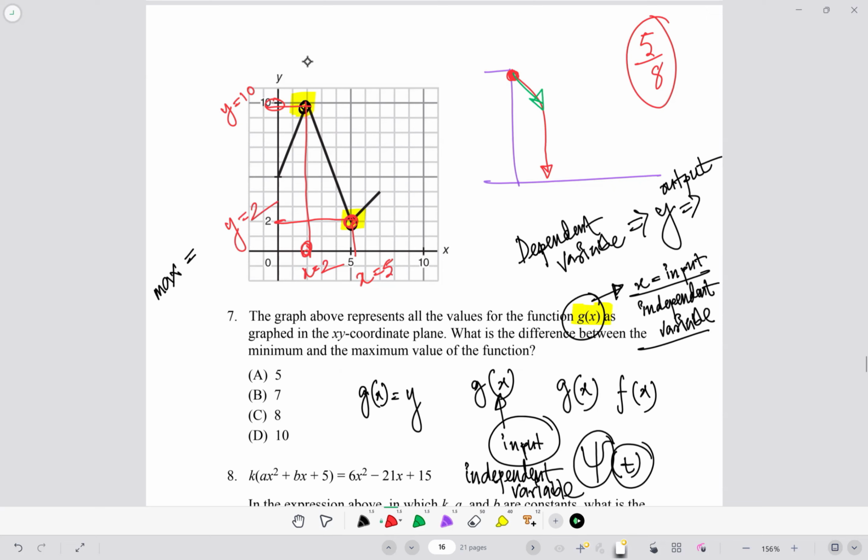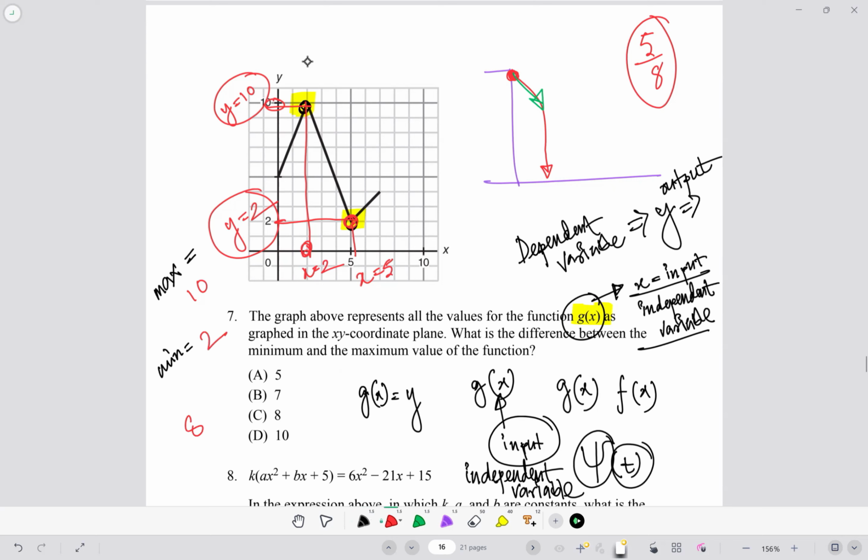But we are only considering the y values, because we're interested in the dependent variable, or the output variable. So the maximum is 10, and the minimum is equal to 2.